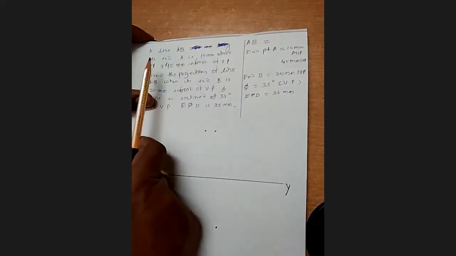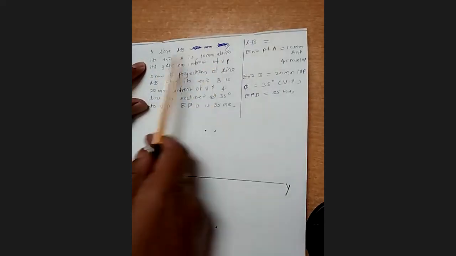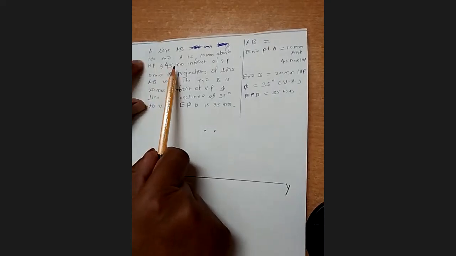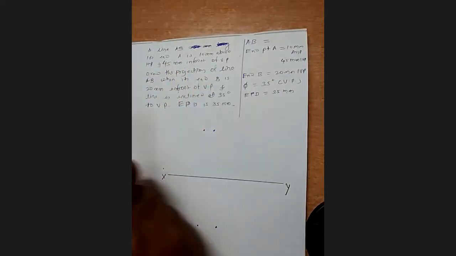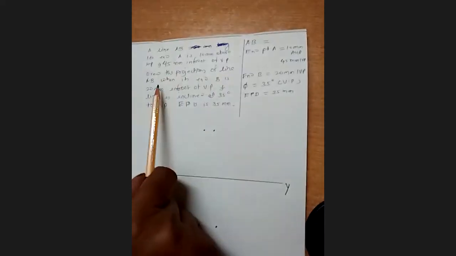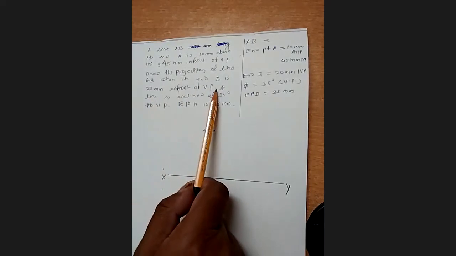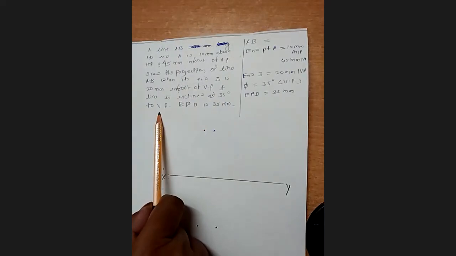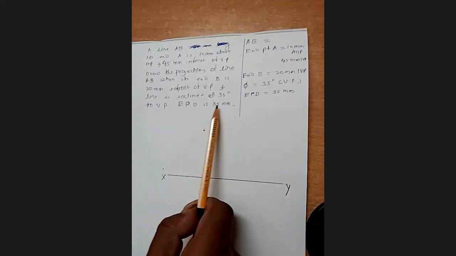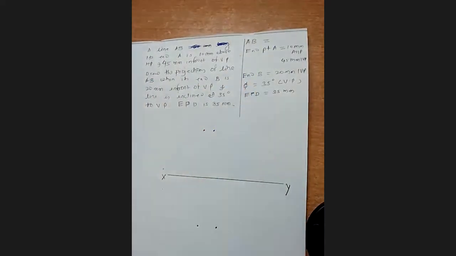Now in this problem statement, a line AB has its end A 10 millimeter above HP and 45 millimeter in front of VP. Draw the projection of line AB when its end B is 20 millimeter in front of VP and the line is inclined at 30 degrees to the vertical plane. End projected distance 35 millimeter. Okay. So with reference to this, we have written here the given data.